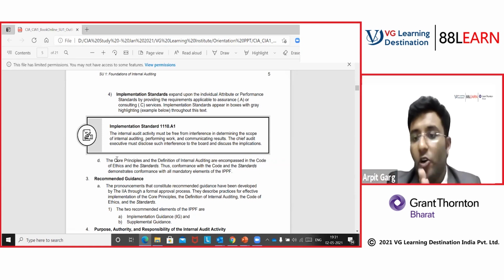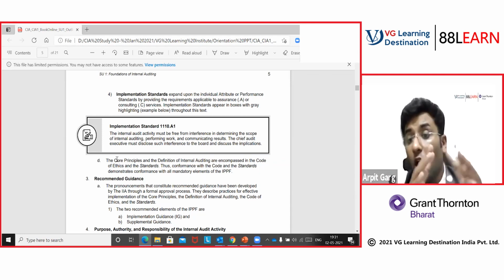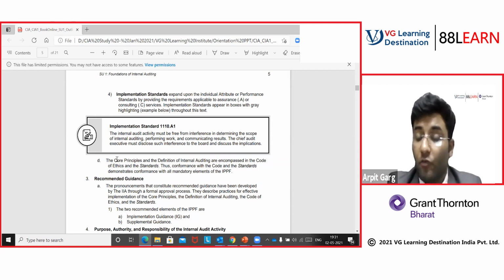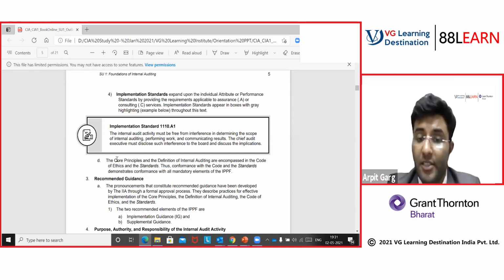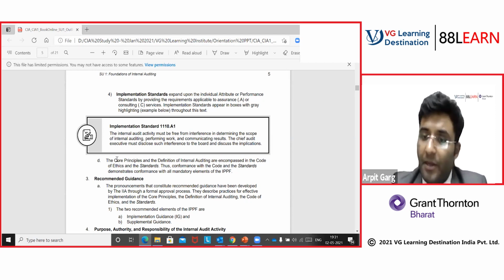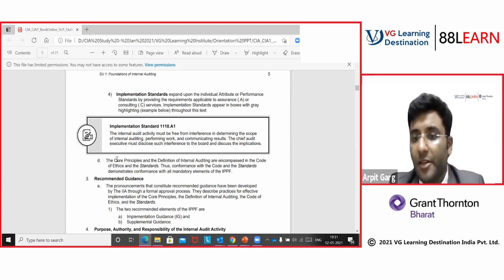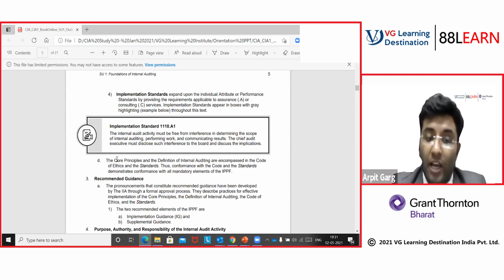Okay. So I hope guys now we are clear with overall the mandatory elements of the IPPF framework, the recommended part. There are 4 things in mandatory guidance: the core principles, the definition of internal auditing, the standards, which have 4 types: attribute, performance, interpretation, implementation, and the code of ethics. The code of ethics also has 4 principles: integrity, objectivity, confidentiality, competency. Okay. So in recommended guidance, we have 2 types: one is implementation guidance and the second is supplemental guidance. I hope we are clear now with the overall understanding of the IPPF framework.